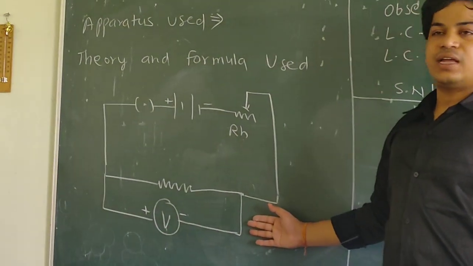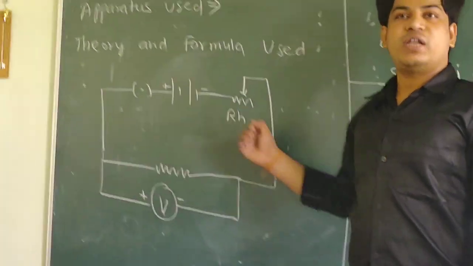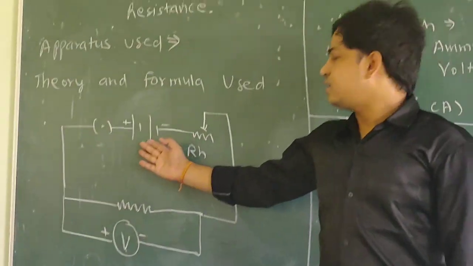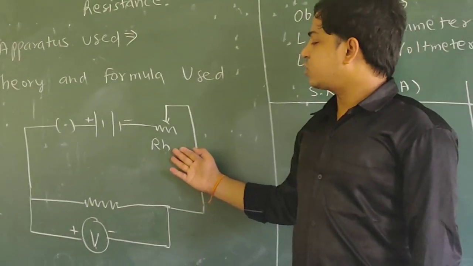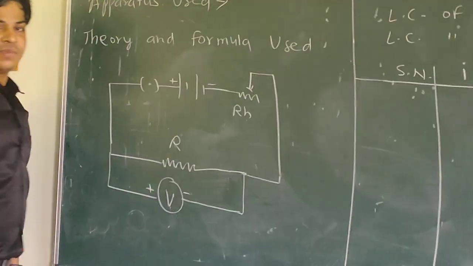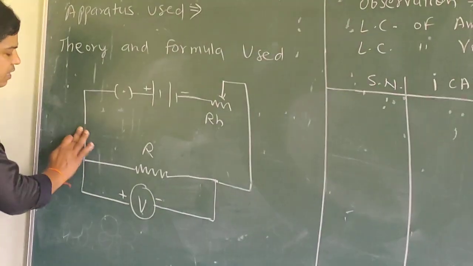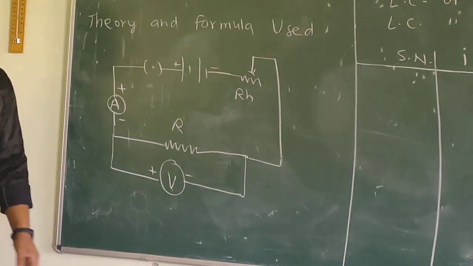This is a very important diagram. Here we are using all the symbolic terms. This is the symbol of the battery. Here is the switch. This is the current controller known as the rheostat. Here the unknown resistance R, a voltmeter, and an ammeter in series to measure the value of current.